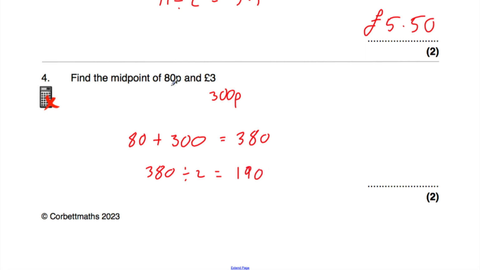So that means the midpoint of 80p and 300p would be 190p. Now we're dealing with money here, so I'm going to write that in terms of pounds. That would be £1.90. So the midpoint of 80p and £3 would be £1.90. And let's just check our answer. If we take away £1.10, we get 80p. And if we add £1.10, we get £3. So that means that £1.90 is in the middle of 80p and £3. Okay, let's have a look at our next question.